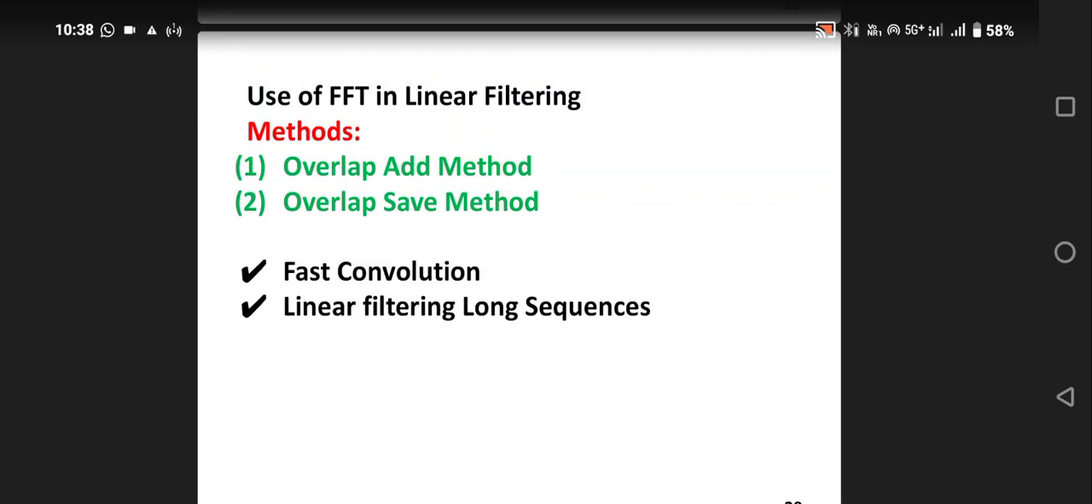Fast convolution is effective for linear filtering of long sequences. It is performed with two methods, the overlap add method and the overlap save method.